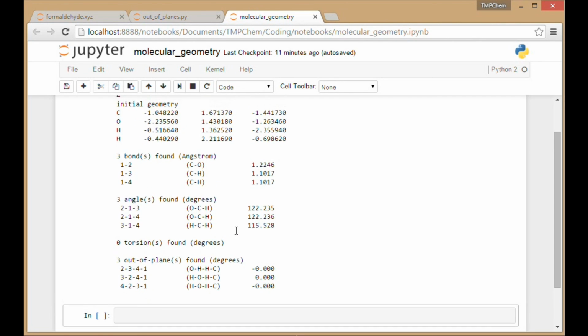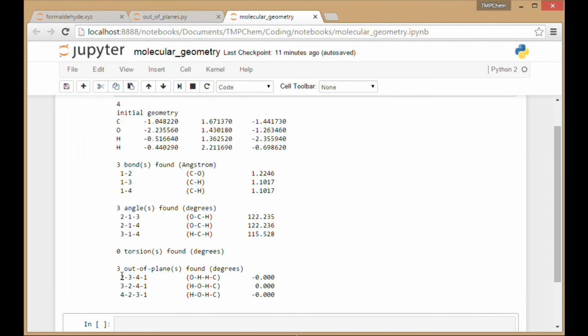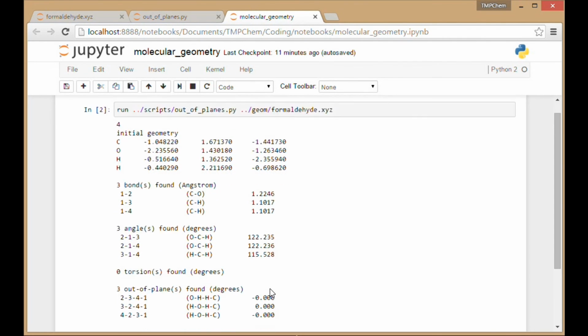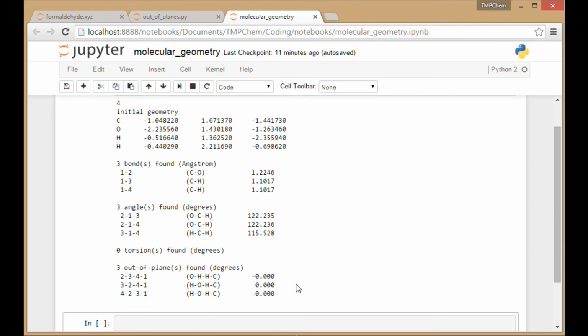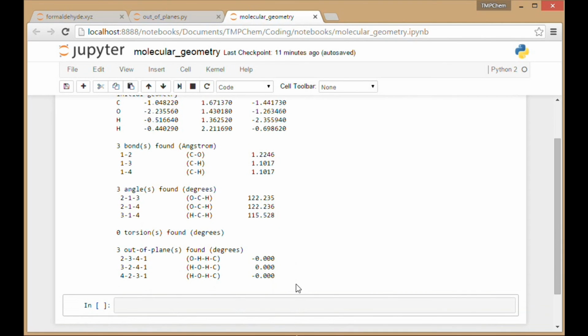If I do that, printing out the initial geometry, the three bonds and their bond lengths in angstroms, the three bond angles. Notice that it didn't find any torsions because we didn't have any cases with three consecutive bonds. And then three out-of-plane angles, how far the oxygen is out of the HHC plane, how far hydrogen 1 is out of OHC, how far hydrogen 2 is out of the other OHC plane. In all of those cases, this molecule was very planar, so those are all 0. In other cases, you'll see values that are farther away from 0, and if it is perpendicular to the plane, then you'll get a value up to positive 90 or minus 90 degrees.